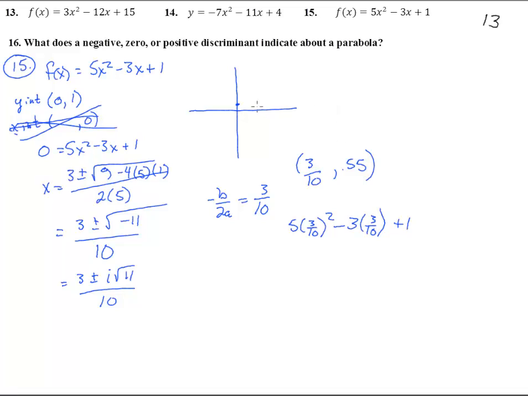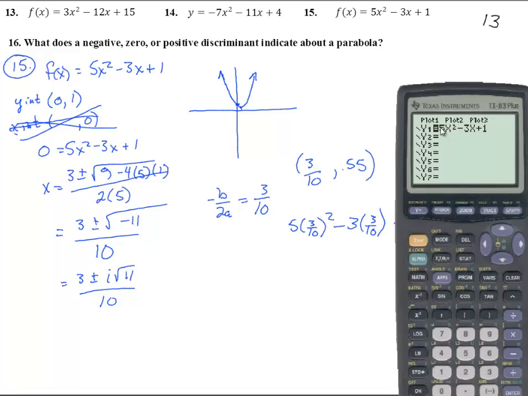So over 3/10 up, about right there. So it looks like that guy comes in and goes up about like that with no x-intercepts whatsoever. Double check on the calculator. We have 5x squared minus 3x plus 1. And we graph it, and there's a parabola right there.